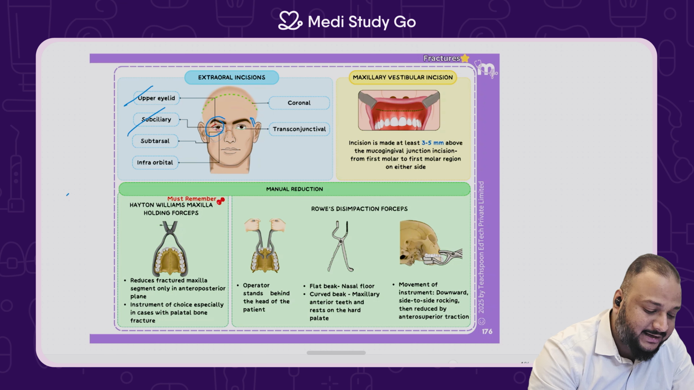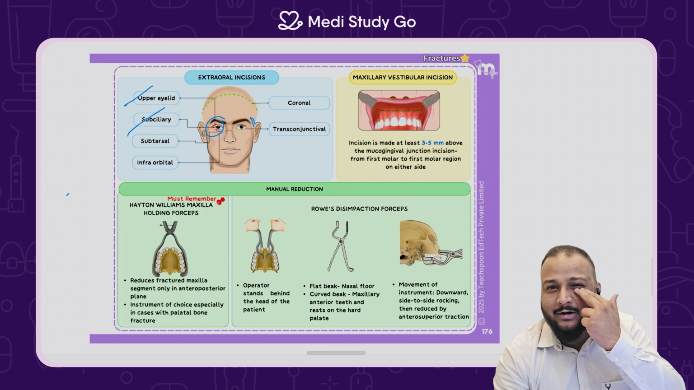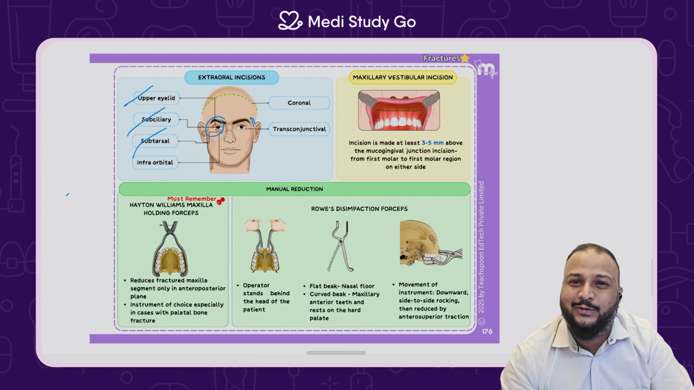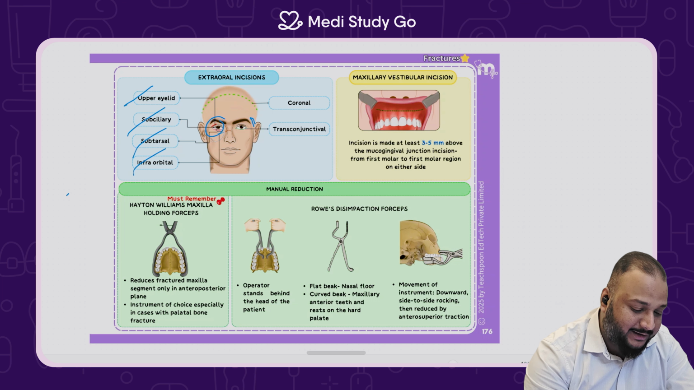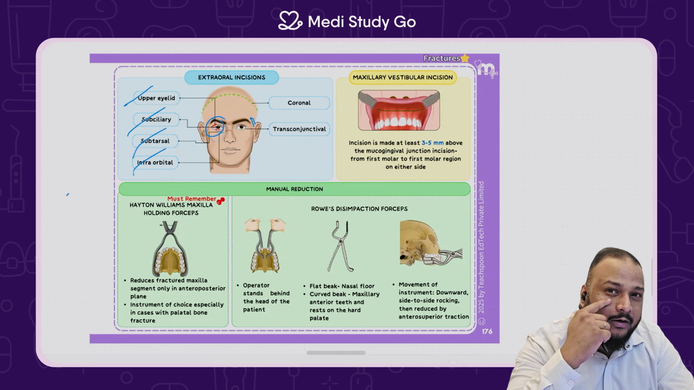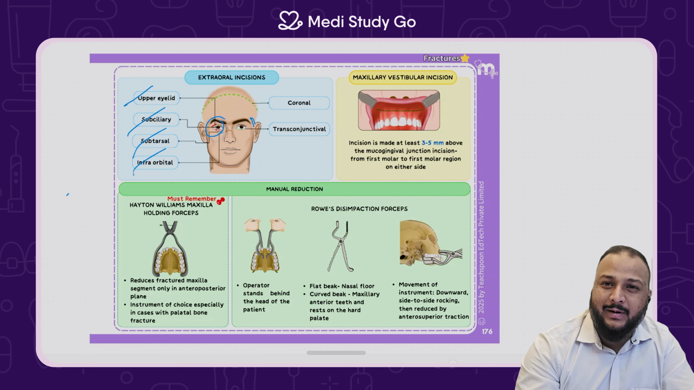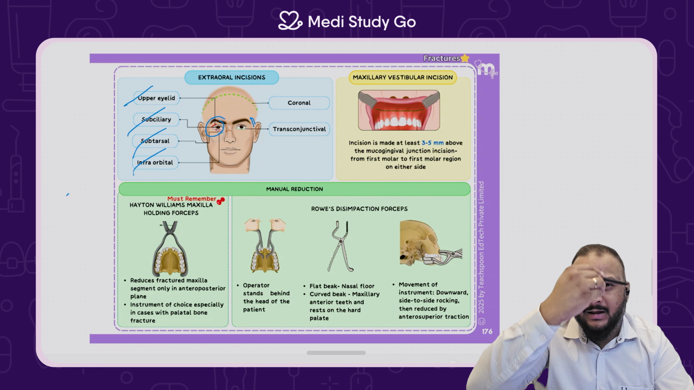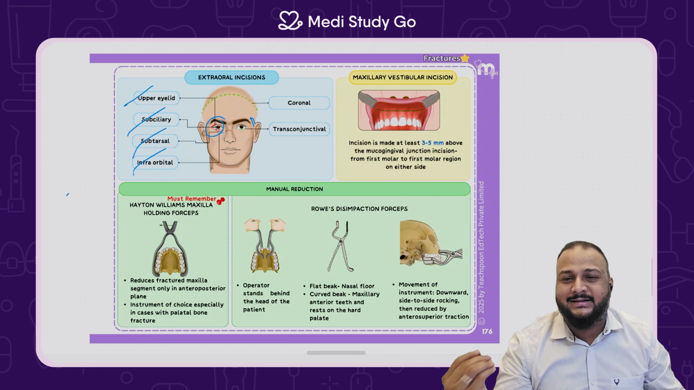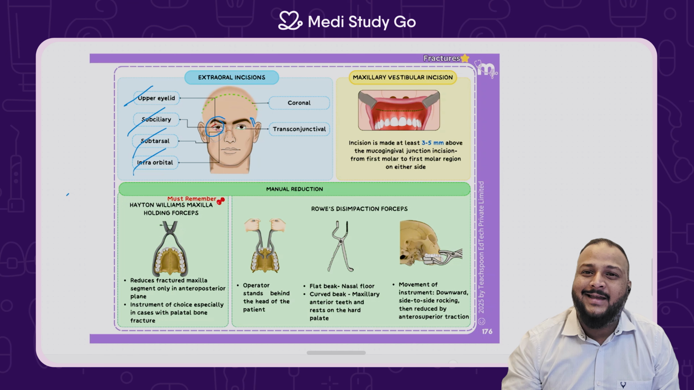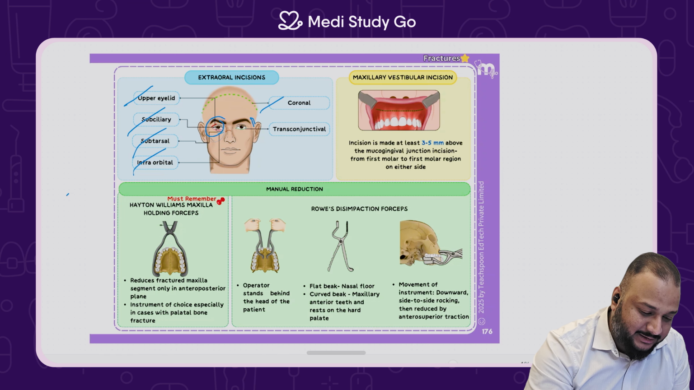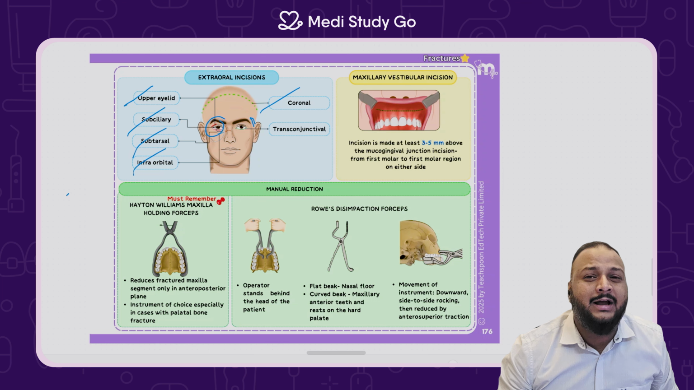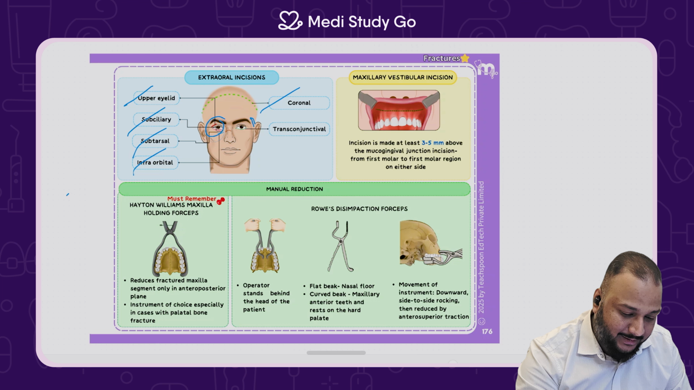Subciliary incision is taken just below the hair of your lower eyelid, that is the cilia. Subtarsal incision is taken just below your tarsal plate, and infraorbital incision is taken over here in the infraorbital groove. Apart from that, coronal incision is taken from earlobe to earlobe, covering the entire scalp. You have already seen what it looks like in a Lefort 3 fracture in all of my surgical pictures. And transconjunctival incision is taken inside the conjunctiva, which will obviously be covered in the orbital fractures.